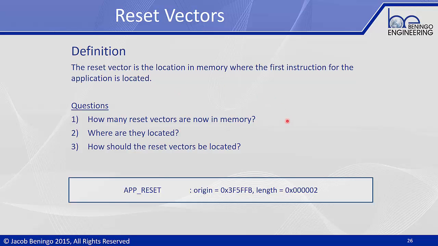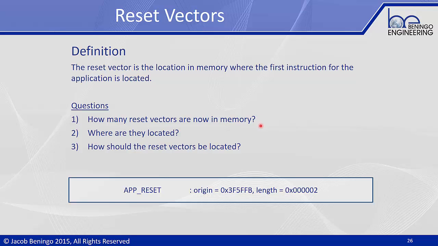So there's a couple questions that we really should be asking ourselves as developers. How many reset vectors are now in memory? If we have a bootloader and an application, we've got 2. But we could have an architecture where we have the bootloader, an application code, original factory firmware application, and then maybe we even have application buffer space. So it could be that we have anywhere from 2 to 5 reset vectors that we're going to have to manage inside the memory map.